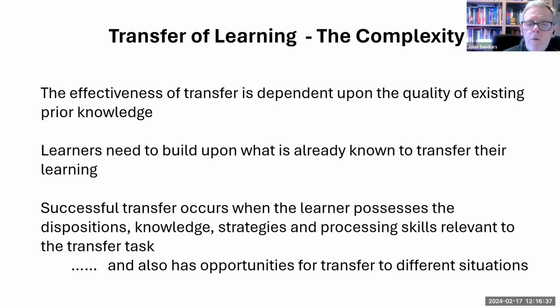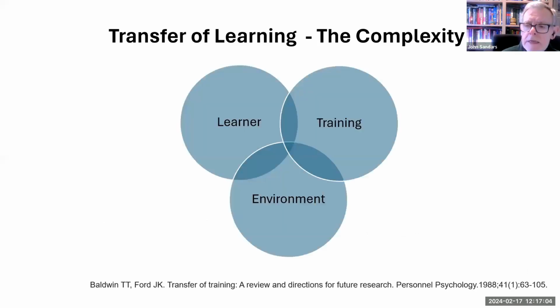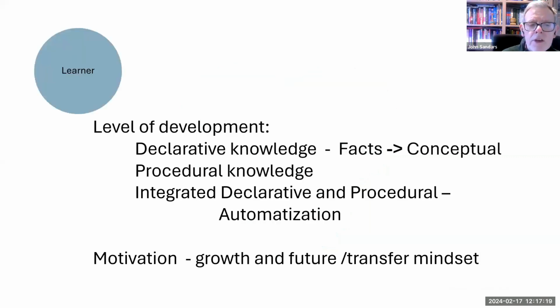They need to be able to build on what they already know to transfer their learning. But also, the learner needs to possess the dispositions, the knowledge, the strategies, and the processing skills which are relevant to the transfer task. And they also need to have opportunities for transfer to different situations. So if we're going to try and break down this complexity, this particular model here, which was by Baldwin and Ford, is actually quite useful because it looks at three important factors. The first is the learner.